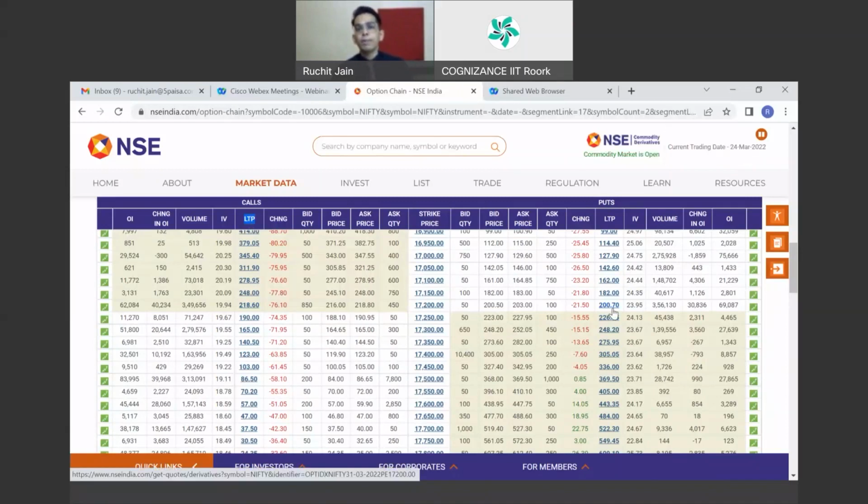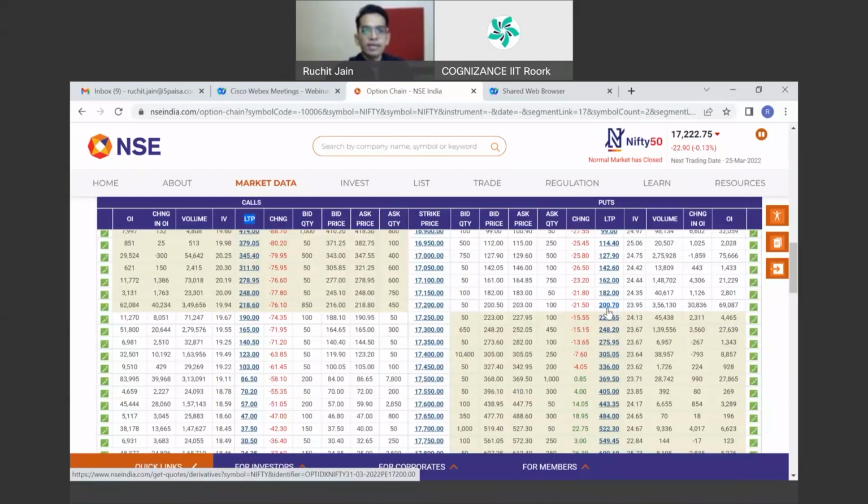Now, who will pay this premium? The option buyer. If you go and buy the 17,200 put option at 200 rupees, then you have to give 10,000 rupees, which will be deducted from your account. And who is selling this option? They will receive this premium. They will receive this 10,000 rupees in their account. So different strike prices have different premiums.